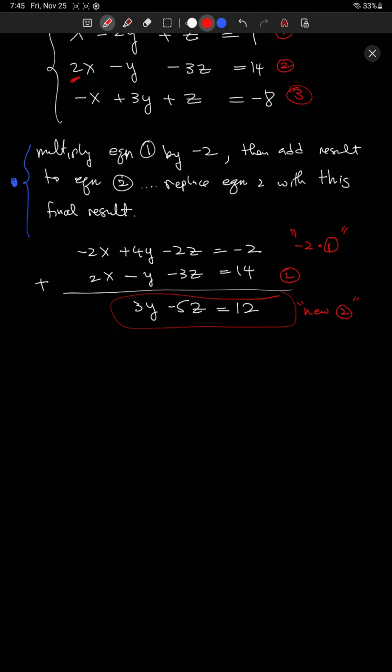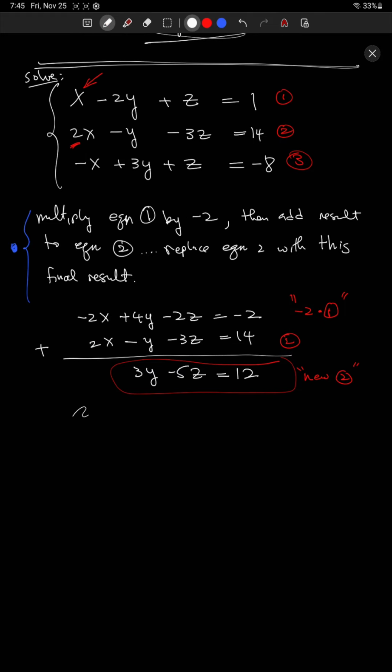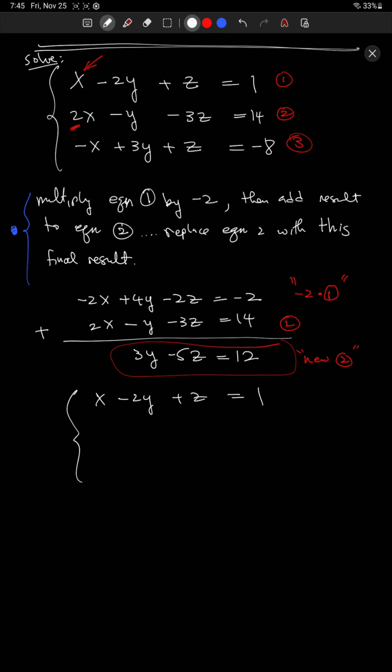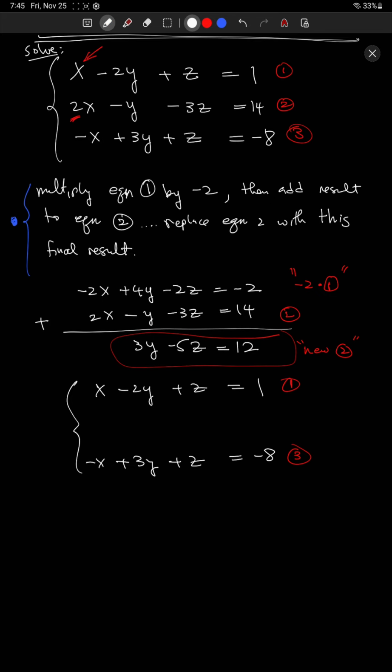All right, so let me update my work. So I had x minus 2y plus z equals 1. Notice something interesting here: every step we do, only one line will change. Equation 1 did not change at all. Equation 3 does not change at all: minus x plus 3y plus z equals minus 8. Only equation 2 changes. This is nice in that it's step by step, and you're not doing too many steps in one go, so things aren't as complicated, and you don't have as much chance of making a silly mistake.